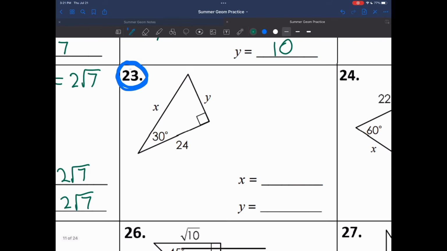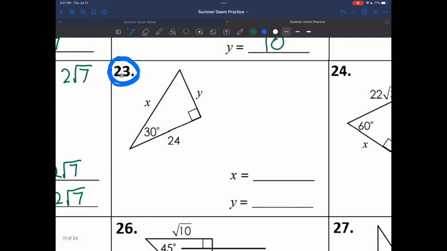Okay, 23. Looks like we will have to rationalize potentially on this one. It is a 30, 60, 90. Let's locate our short leg here. They don't give it to us. They don't give us our hypotenuse. They do give us our long leg. So we start by working backwards from the long leg to the short leg. And we work backwards by dividing. So we take our 24, we divide by the square root of 3, and we're going to have to multiply by square root 3 over square root 3.